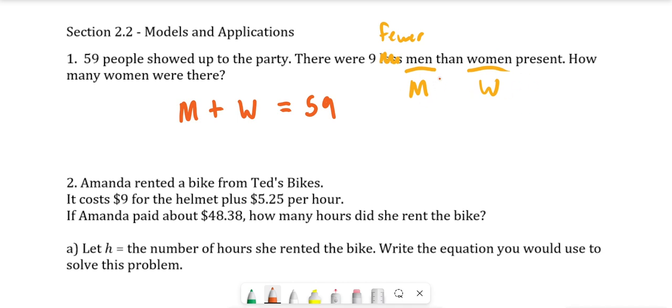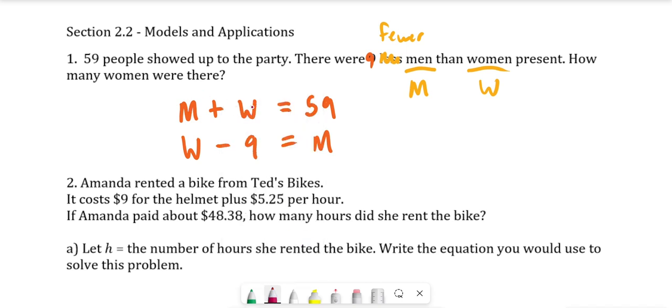Now we need one more particular fact. It says there were 9 fewer men than women. So in other words, if we had the total number of women and we went down by 9, we would have the number of men. So in other words, women minus 9 is going to be equal to the number of men. These are the 2 facts we need to solve this. How do we solve it?